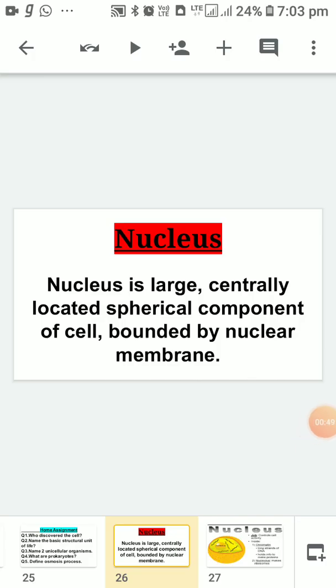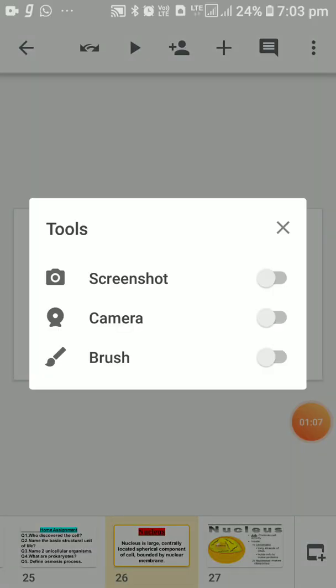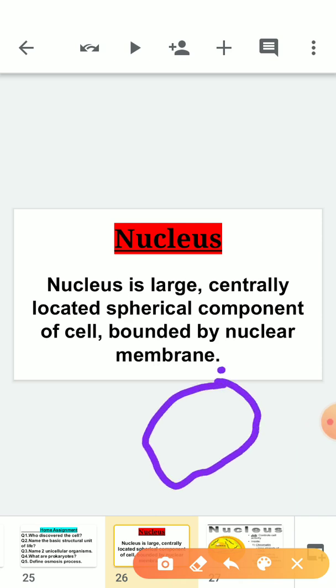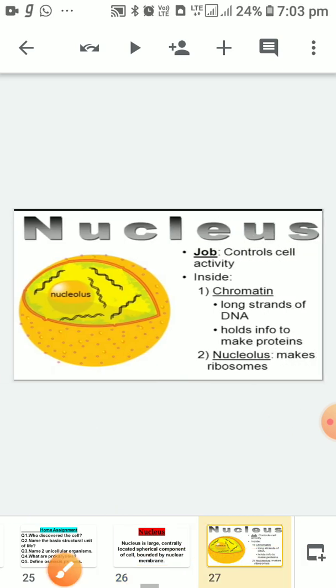Now we are discussing about nucleus. Nucleus is large, centrally located spherical component of cell. It is bounded by nuclear membrane. Children, bounded by nuclear membrane means if we are saying this is our nucleus, it is having an outer covering. This outer covering is known as nuclear membrane.